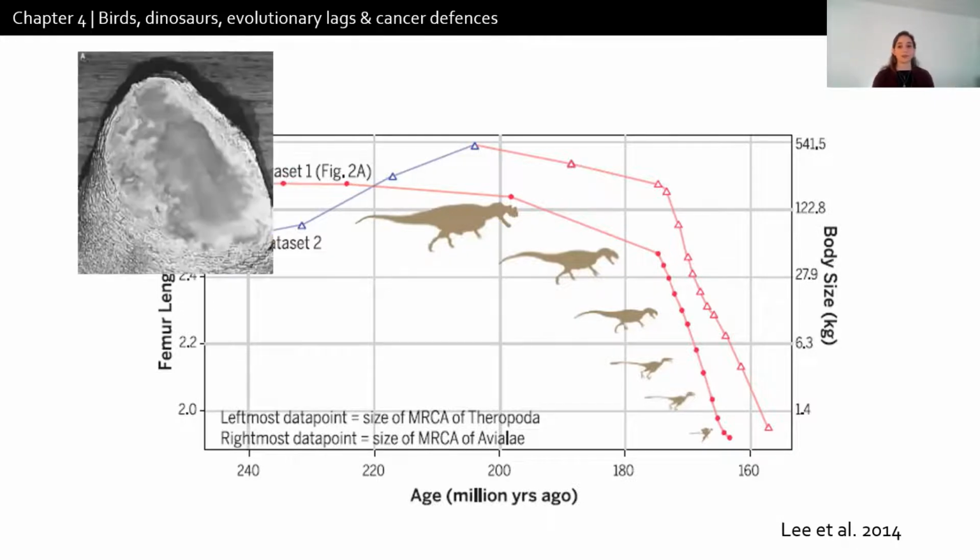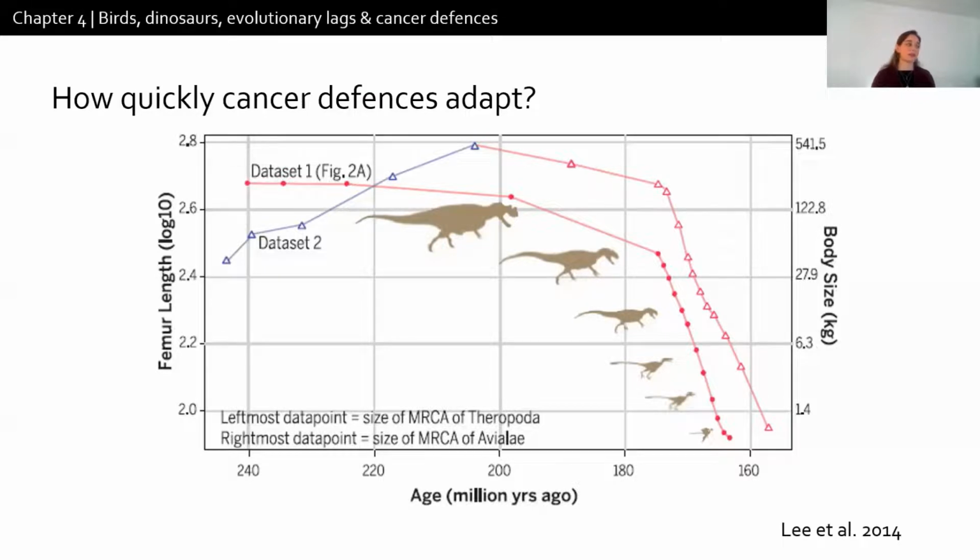And as I've shown in the introduction, dinosaurs also had cancer. So this implies that they probably needed to have cancer suppression mechanisms as well. And since they were larger in size compared to their descendants that are birds, they might have had higher cancer suppression. And then the question is, how quickly do these cancer defenses adapt during this miniaturization, the body size shrinkage process? Did the birds keep these defenses or did they lose them over time?